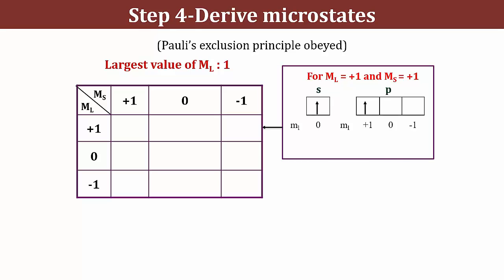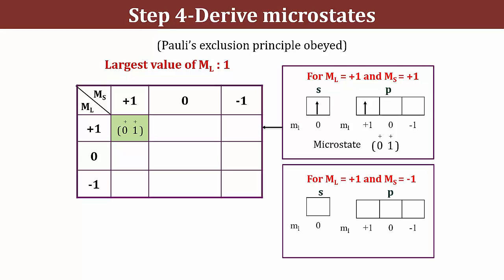Now the 2 electrons are filled such that 1 electron goes to the s orbital and the second electron goes to the p orbital having Ml +1. As the resultant Ms value is +1, the 2 electrons have the spin +½ each. The microstate here can be represented as 0, 1, ++, and it can be shown in the table. For Ml +1 and Ms -1, in this case the spins will be reversed. The microstate will be 0, 1, --.